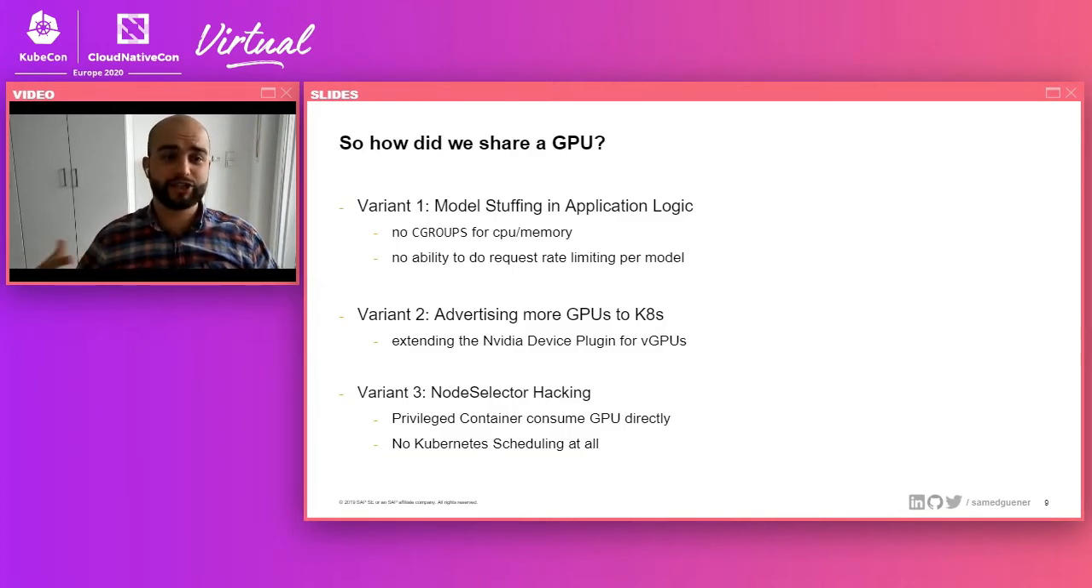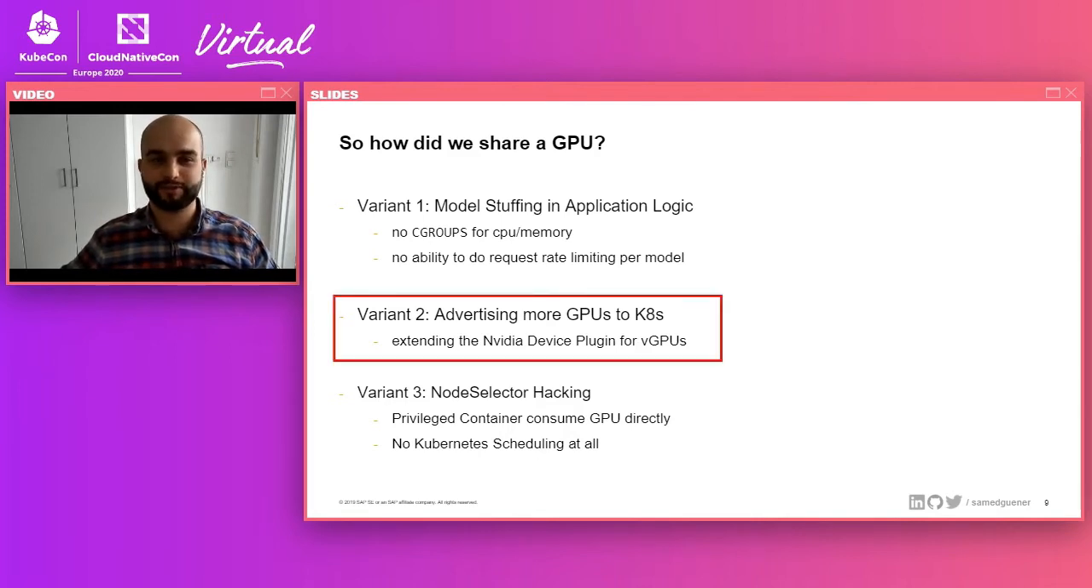Back then, we shared our initial thoughts, findings, and implementation approaches with the community in many comments. Thanks again to Thomas Jungblut for working with me on this topic. Back then, we identified 3 possible variants for sharing a GPU. The first, which was already in place, is model stuffing in application logic, where we bake multiple models into one Docker image and use TensorFlow Serving to switch between these. This very static approach does not offer any cgroups for each model, only for the whole container, and in addition, extended features such as rate limiting per model are not possible.